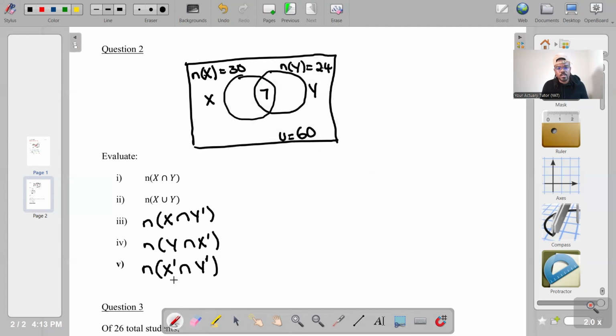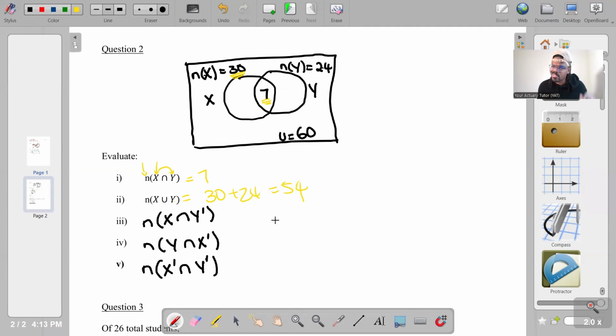Now, the first question asks me, how many elements can I find in the intersection between X and Y? The intersection of X and Y, where do they overlap? Where do the 2 bubbles overlap? I see clearly there's 7 people there. Simple, right? How many are in the union between the 2 sets? Well, if I say union, what did Mr. Sean say? Well, we can do the 30 because 30 is going to be in X and add the 24 and get 54. That seem right?